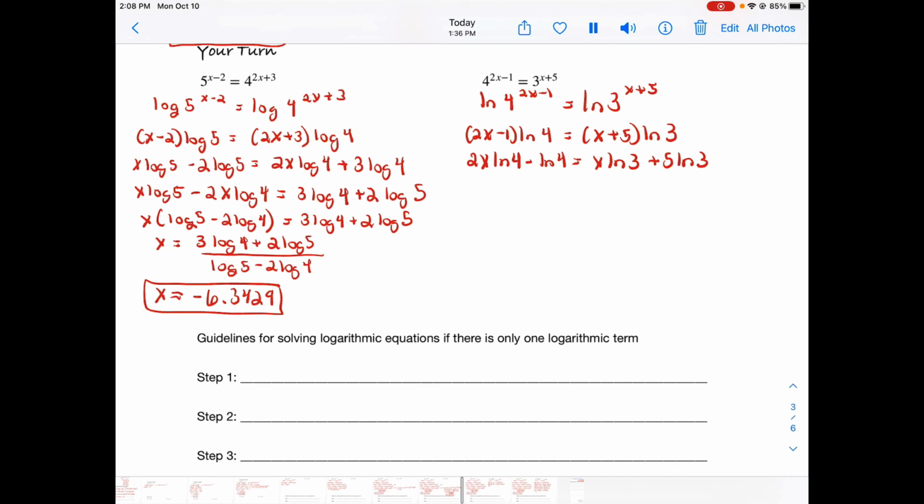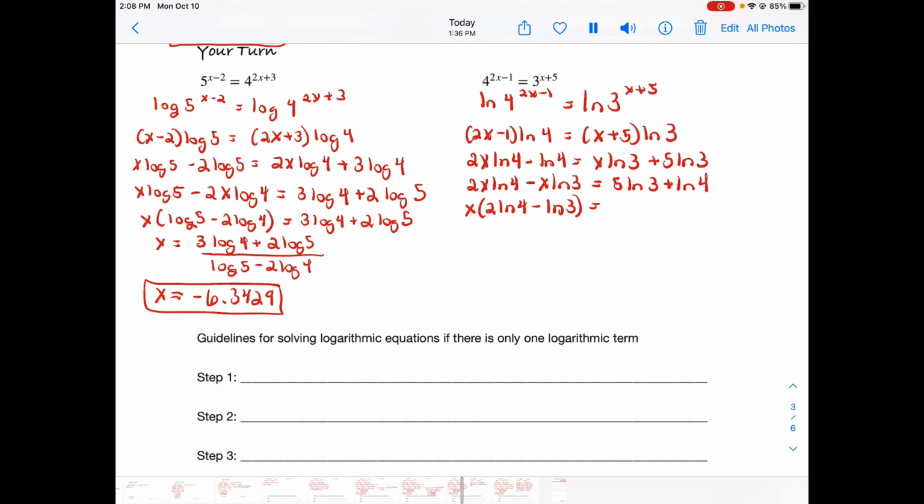Now I'm going to move all the terms with x onto the left hand side, so that's going to be 2x natural log of 4 minus x natural log of 3 is equal to 5 natural log of 3 plus natural log of 4. On the left-hand side, I have a GCF of x, so I'm going to factor that out. I'm going to choose to solve this using my properties of logarithms.